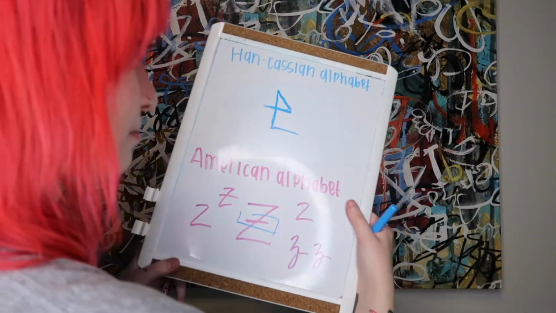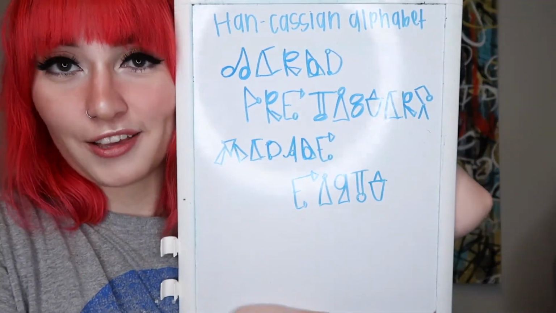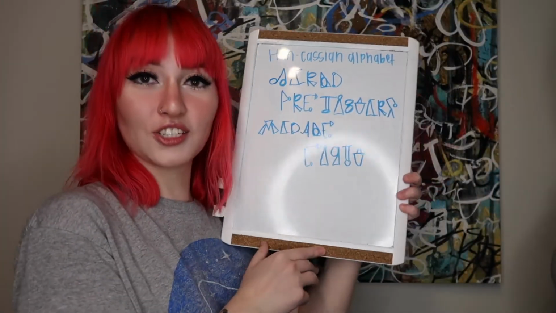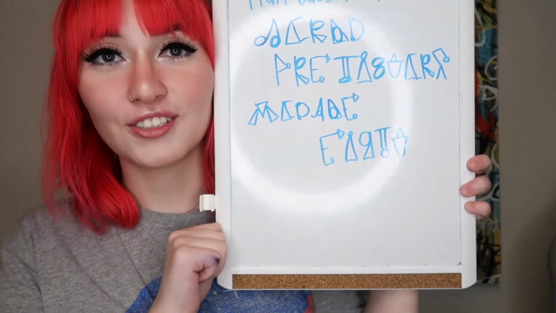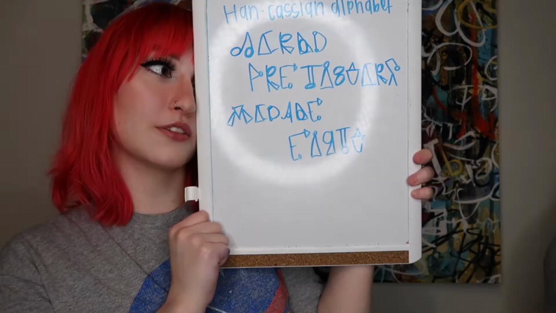And that is the entire hand-Cassian alphabet. Alright, so here I have written a message in the hand-Cassian alphabet. So, see if you can use the knowledge that we have learned today to decipher. I'll give you a couple seconds. Maybe you'll have to pause.